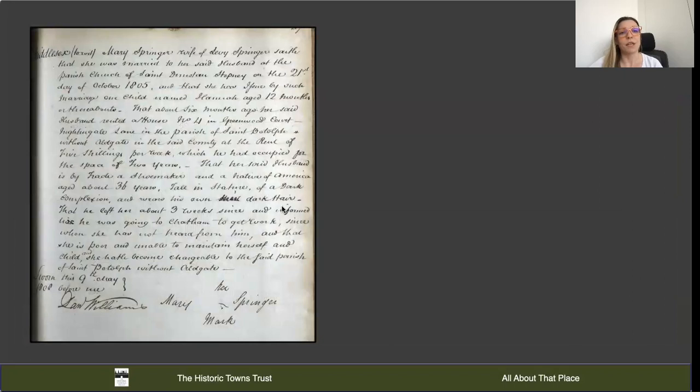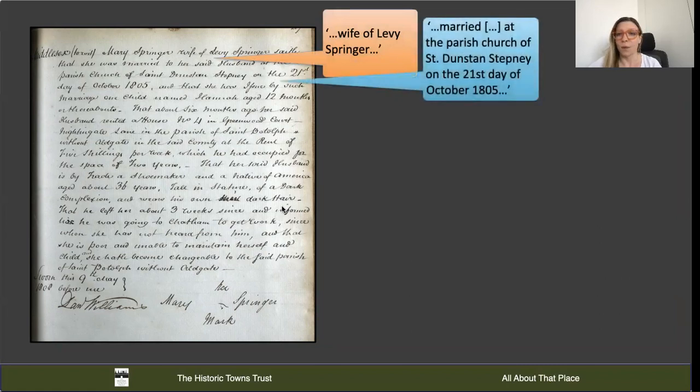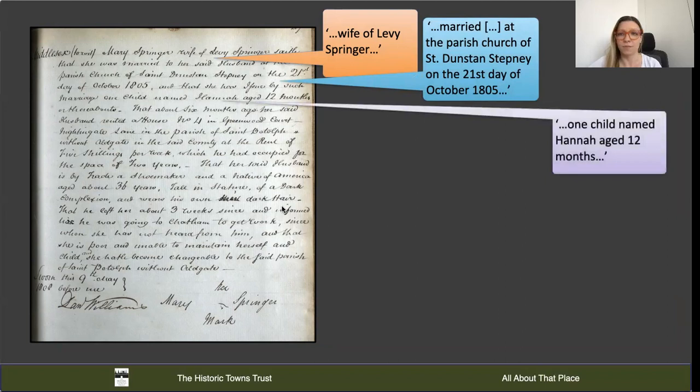Here we can see the examination of Mary Springer, who is asking for relief because she believes that her husband has deserted her. And it's actually pretty amazing the amount of information we can find out from this document alone. First of all, we can see that Mary is illiterate because she's signed her name with an X. We learn that she's married to a man called Levi Springer, and from the date, we can work out that they've been married for 2.5 years. They also have a 1-year-old daughter called Hannah.